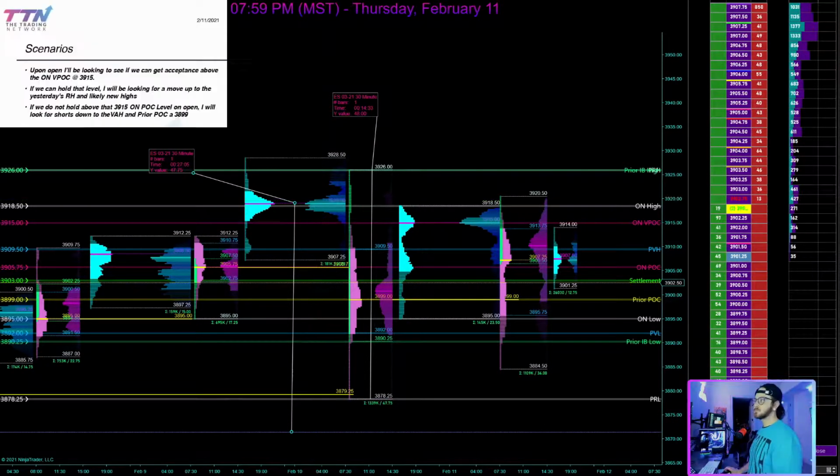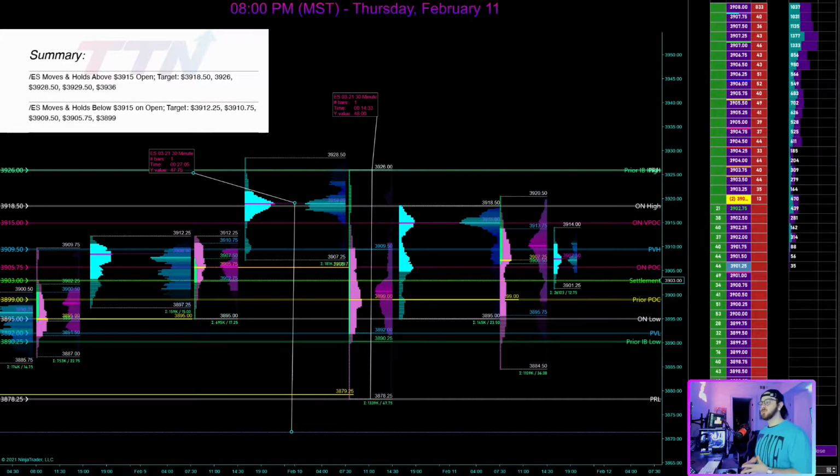So moving down into the scenarios, you can see, just to reiterate, upon open that I was looking to see if we could get acceptance above the overnight volume point of control at 39.15. If we could move and hold above that level, I was going to be looking for a move up to yesterday's range high and likely new highs. We did not get that move. If we could not hold above that 39.15 overnight VPOC to be precise, I was looking for shorts down to the value area high and prior POC at 38.99.